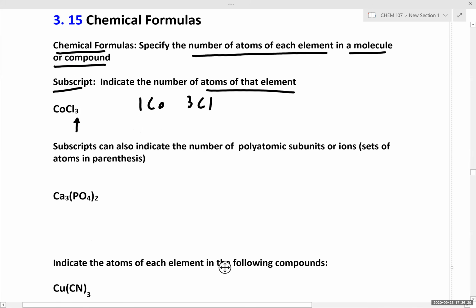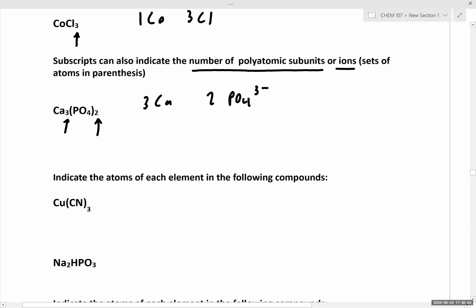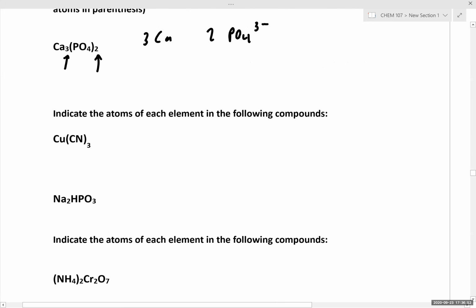Subscripts can also indicate the number of polyatomic subunits or ions. So in this case, we have 3 calciums and we have 2 phosphates, which are PO4 3-. We'll talk about where I got the charge momentarily. So I'll do a sample example and then you'll do the next set of review examples.